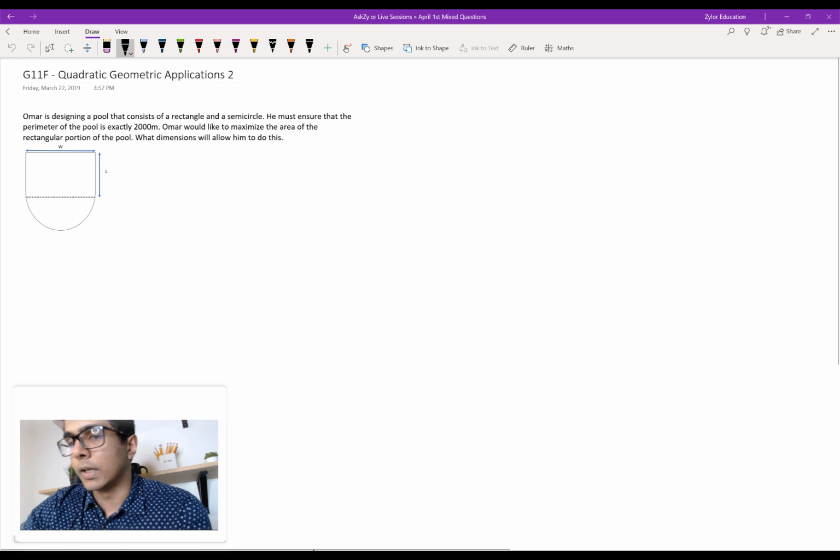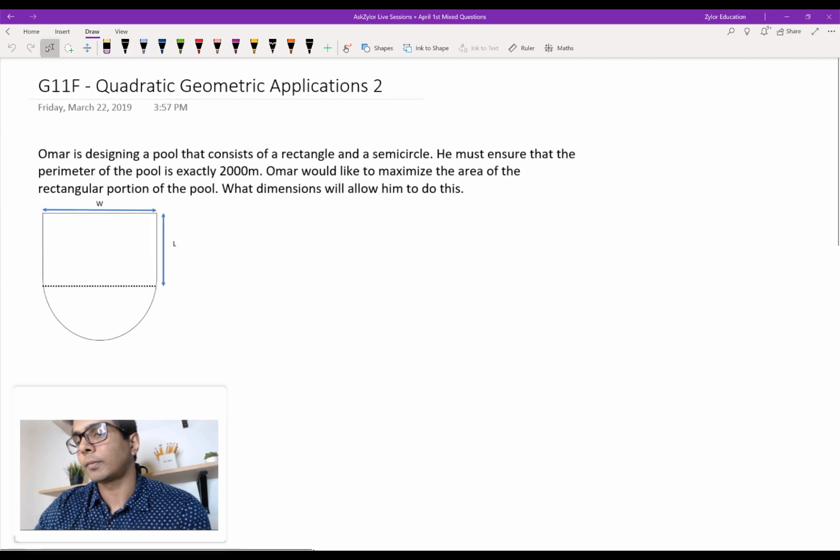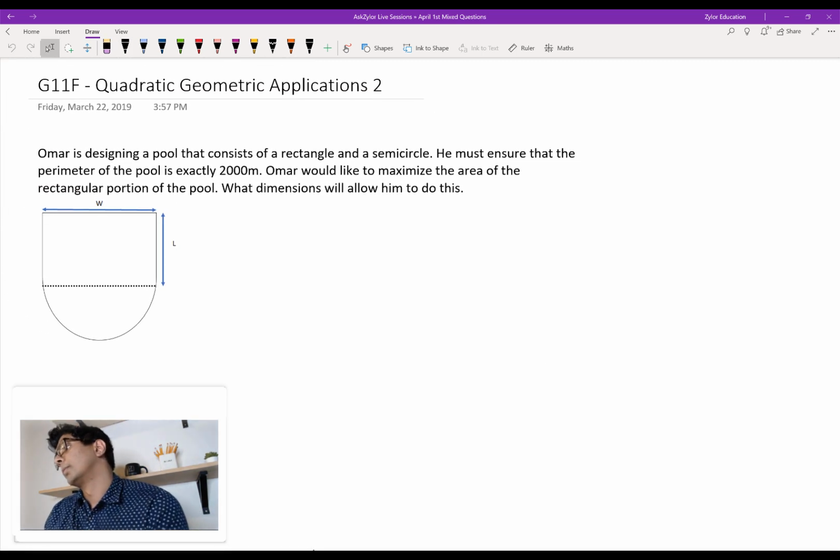So we'll start with the next question that was sent in. So this question deals with a quadratic geometric applications. So we're given that someone's designing a pool that consists of a rectangle and a semicircle. He must ensure that the perimeter of this pool is exactly 2,000 meters, and they would like to maximize the area of the rectangular portion of the pool. What dimensions will allow him to do this?